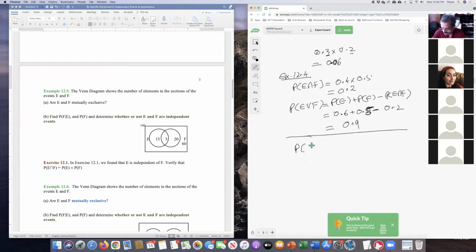The probability of F will be the number of elements in F, which is 25 over 100, which is 1 over 4. Now, they want F given E. F given E means E has occurred. So if E has occurred, then you're limited to the circle E. And now, what is the probability for F to occur? Anybody?